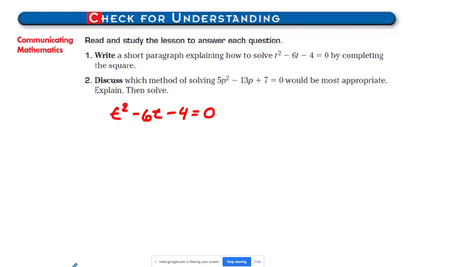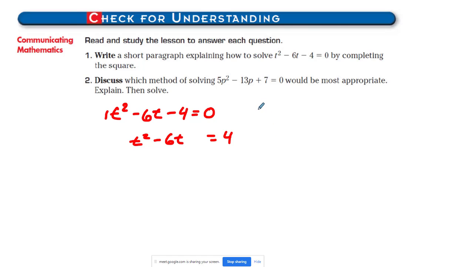But the method for completing the square is to, first of all, make sure you have only a 1 out in front. If there's no number, it actually is a 1. If there's a 4 or a 3 or a 2 out here, you've got to divide it out. This has to be a 1 before you start. The next move is to move this number over to the other side of the equal sign. So I'm going to turn this into t squared minus 6t equals 4.